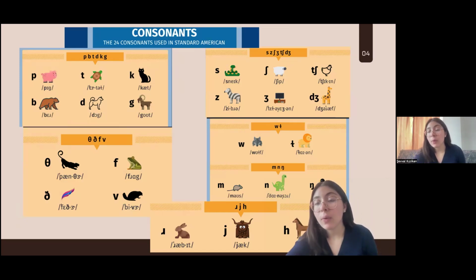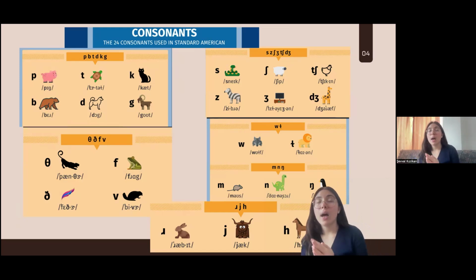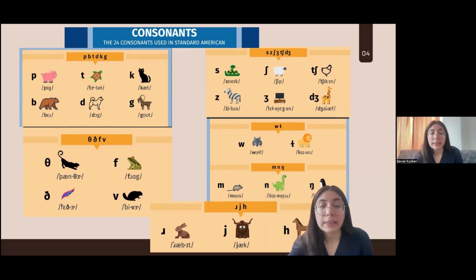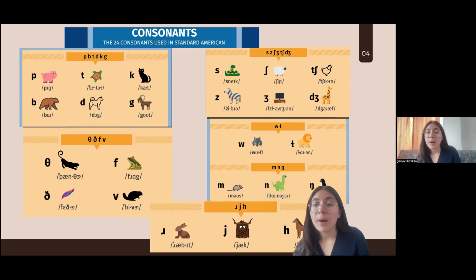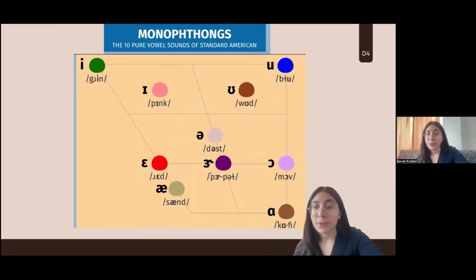Now we have consonants. I'm going to give you the definition of consonants. Consonants are sounds produced with some obstruction of air by the lips, tongue, or teeth. For example, p, pen, and with the tongue, for example, k, cat. These are consonant sounds.